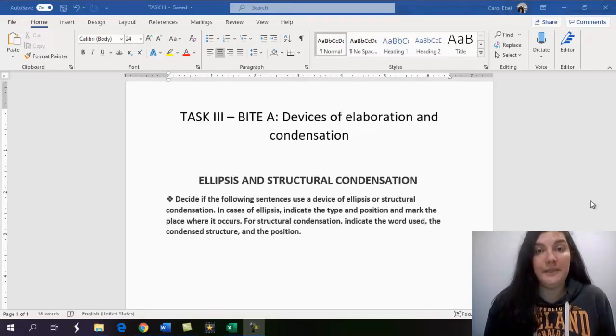Please note that ellipsis and structural condensation are devices of reduction. So, whenever you have to analyze a case of ellipsis or structural condensation, you don't need to add anything to the clause. The only thing you have to do is analyze what happened to that clause: if there was something eliminated from the clause to avoid repetition, or if a structure has been changed for another new structure in order to condense some information.